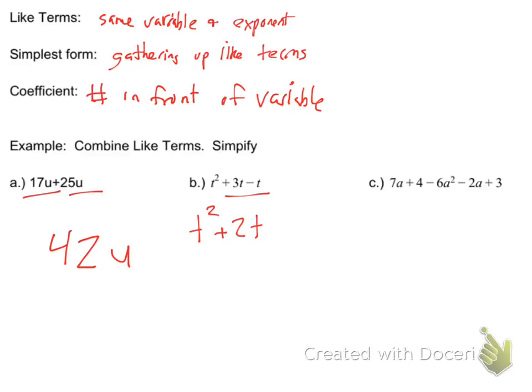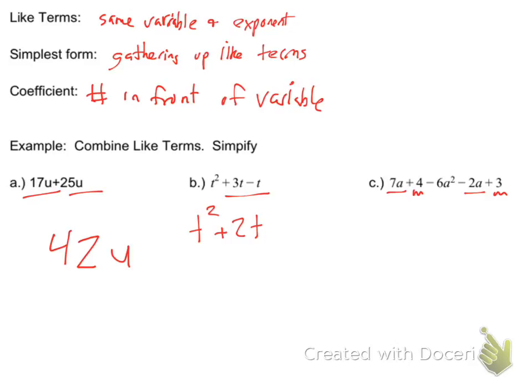Now, there does not necessarily have to be like terms. So in the last one, or any of these, there might not be like terms. But do we have any like terms? We do. I can put the A's together, and I can put the constants together.